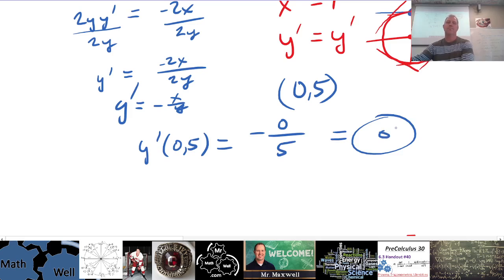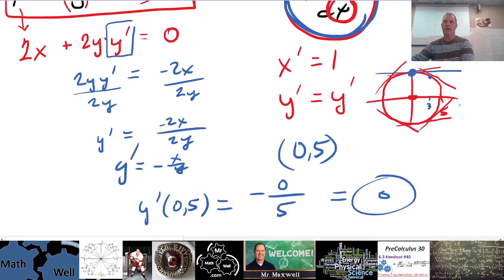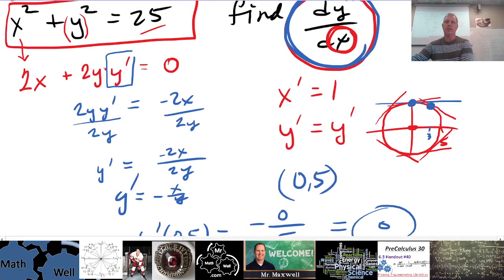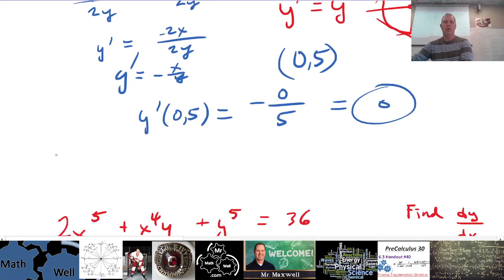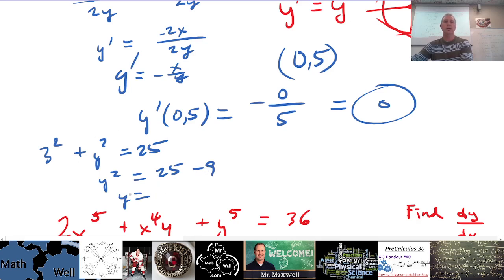Okay, that's fun. Let's take another point. I'm going to take an x value of 3, and I need to find out what this y value is. It's going to be 3, something. I don't know what it is. I'm going to use the equation to find the y value. So 3 squared plus y squared equals 25. Y squared equals 25 minus 9. Sorry, y squared equals 16. Y equals plus or minus 4.